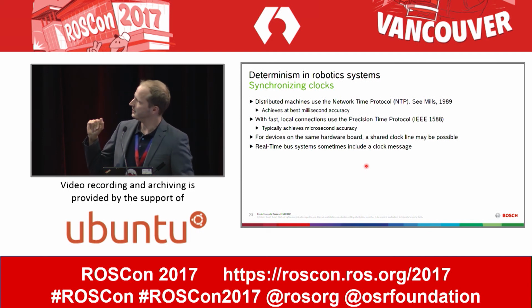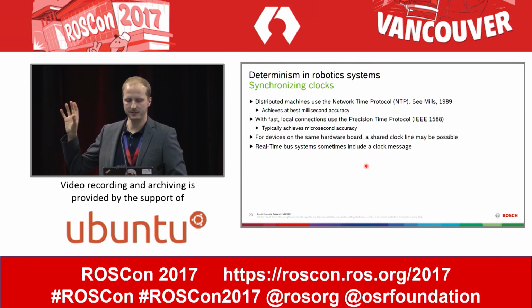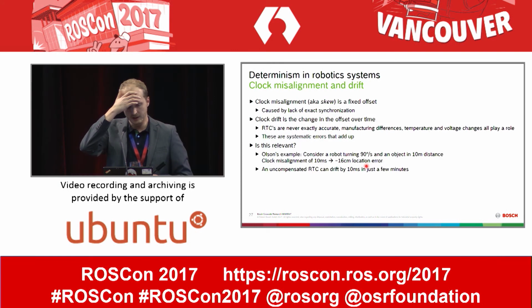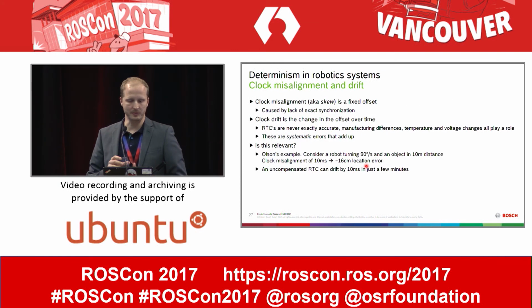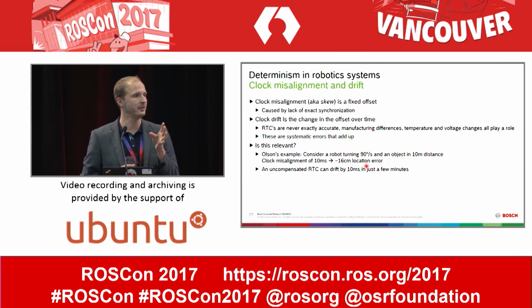But that's all high-end. In many cases, you don't have that. So what you then get is some clock misalignment between your sensor and your PC, and you need to handle that. And this offset will also drift. That's something that many people are not aware of or don't see the significance of.